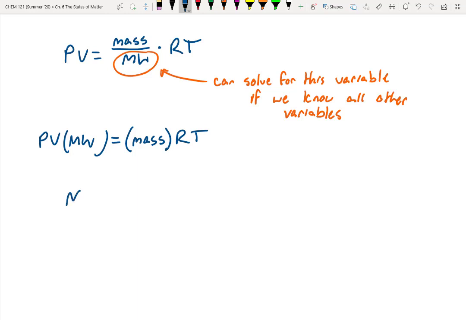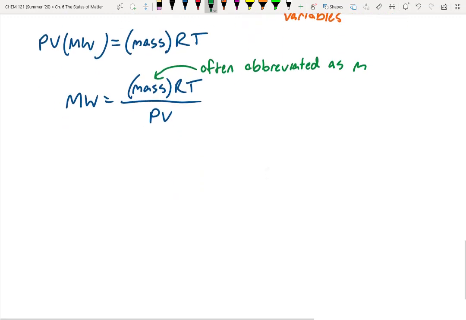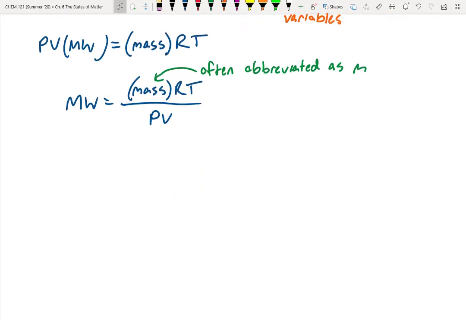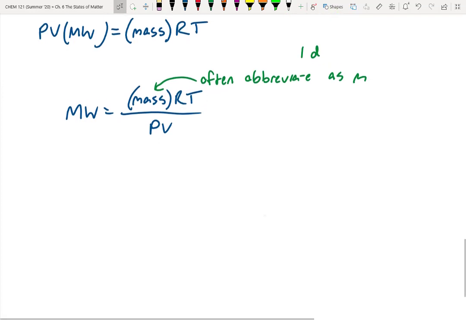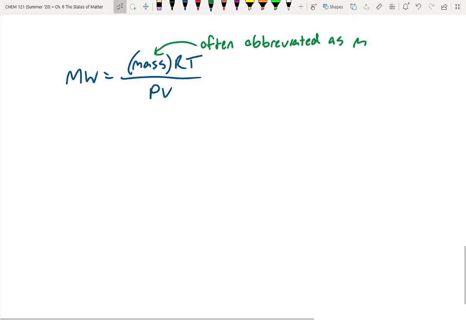And that means we could say molecular weight would be mass times RT over PV. And oftentimes you'll just see this abbreviated as M, but I'm just going to keep it as mass right now so we can keep track of everything. Okay, so we've got this really nice tool for finding molecular weight. So let's try to put this in the context of a practice problem.